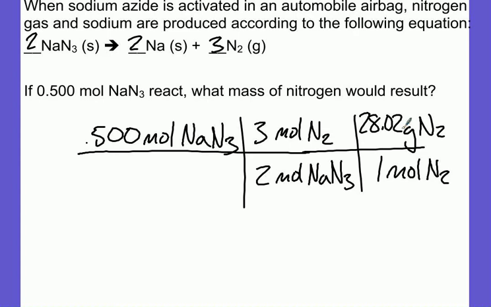So if I set up my work like this, moles of sodium azide cancels out, moles of nitrogen cancel out. I get an answer that's a mass, grams of nitrogen. This is all I should need to do. So all I have to do now is multiply and divide.